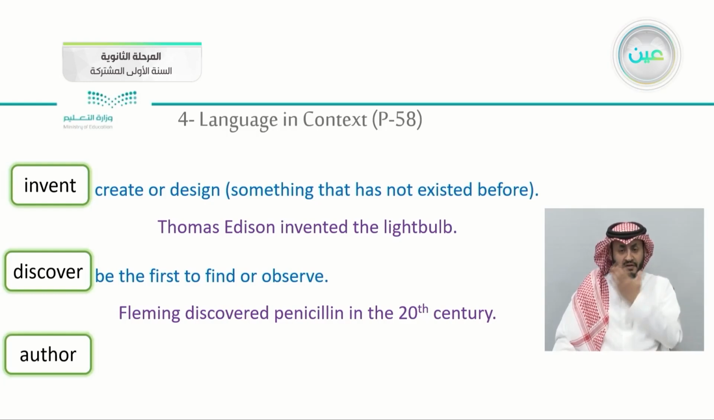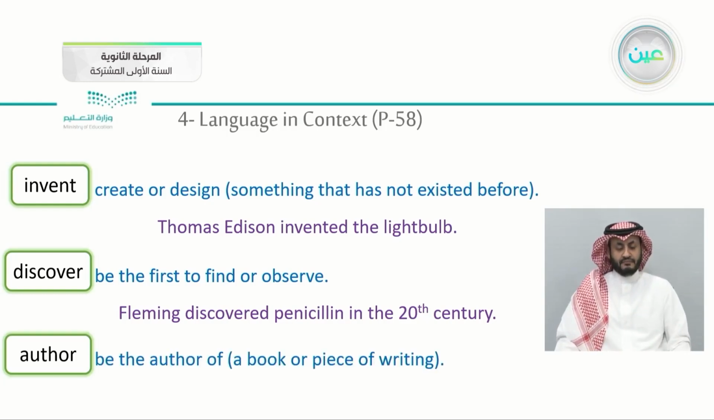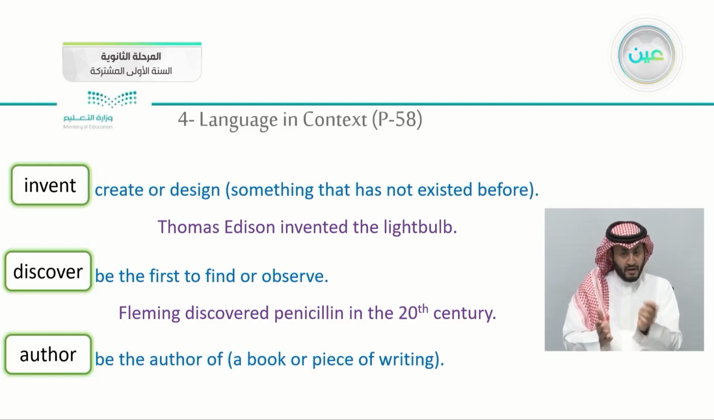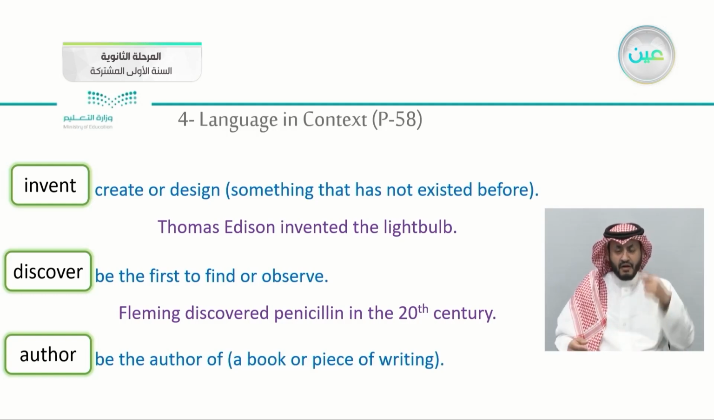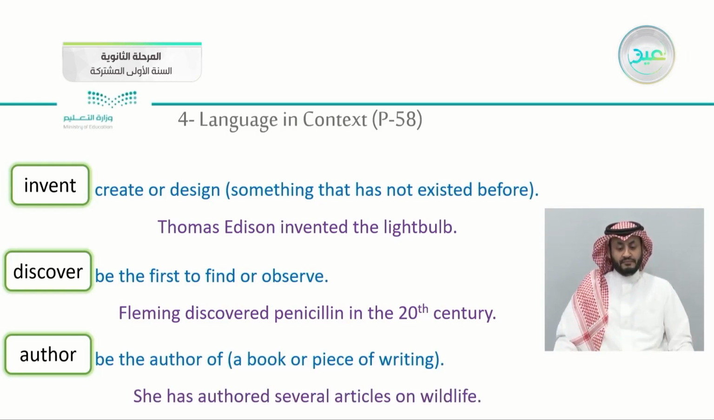Then the idea of books, which is to author. Author is a noun and a verb. We will work with it as a verb. To author, be the author of a book or a piece of writing is to write. To write your own book. Like Ibn Sina when he authored the book. To author, she has authored several articles on wildlife. She has written, authored. Authoring, to be the author of something or to write.